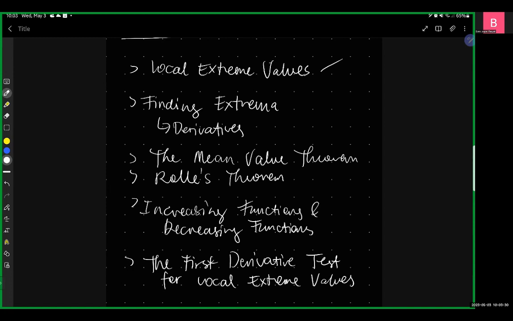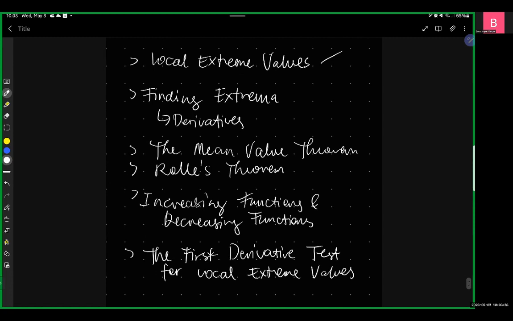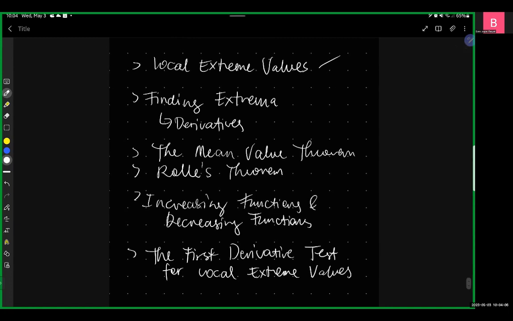Sometimes you no longer need to plot, so finding extrema is just solving. We'll be using derivatives on this one, so please brush up your derivative skills. Next is the mean value theorem, so please read up on that, and Rolle's theorem. Those two are intertwined and very heavily related. After that, we'll be discussing increasing and decreasing functions, and then the first derivative test for local extreme values. I think that's all. Maybe this is a good place to stop. Are there any questions?